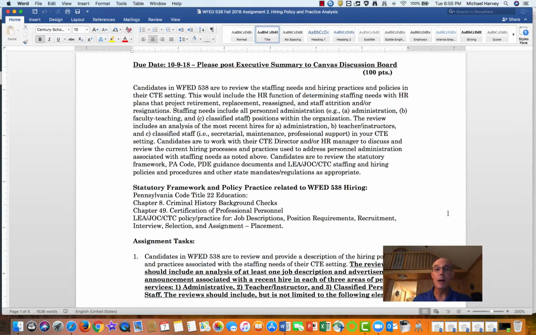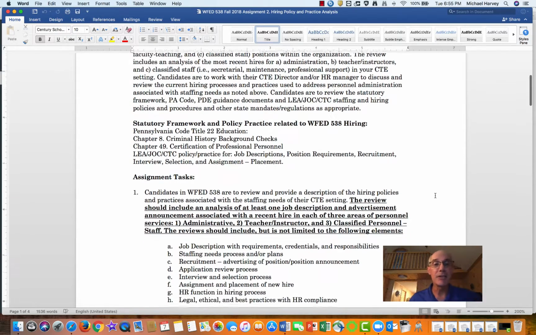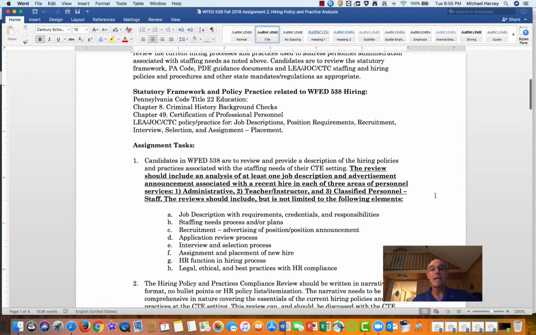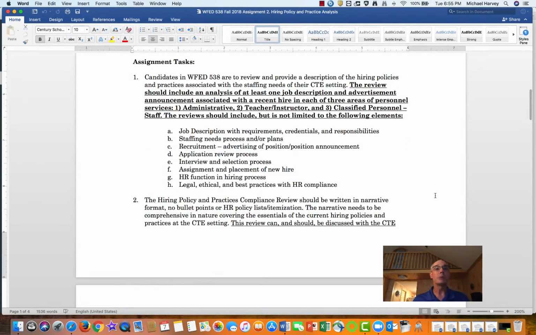These need to also include in your review the statutory framework of PA codes, of PDE guidance documents, and also your school setting staffing and hiring policy and procedures, along with any other state mandated or federal mandated regulations as appropriate. I've listed some statutory policies here that should be used and reviewed, and the actual assignment tasks for assignment number 2 in Workforce Ed 538 include a review and a description of these hiring policies and practices.